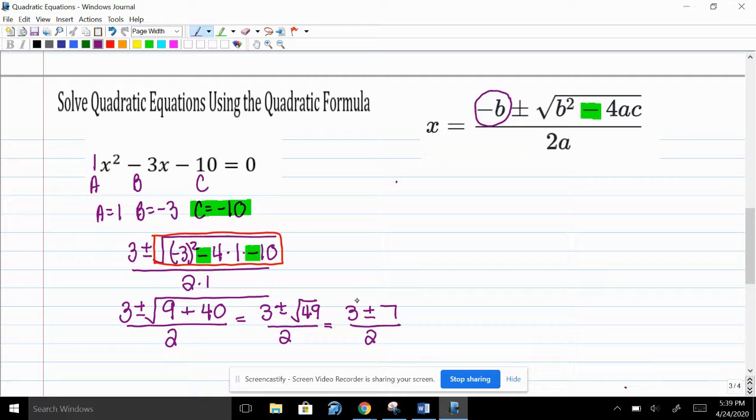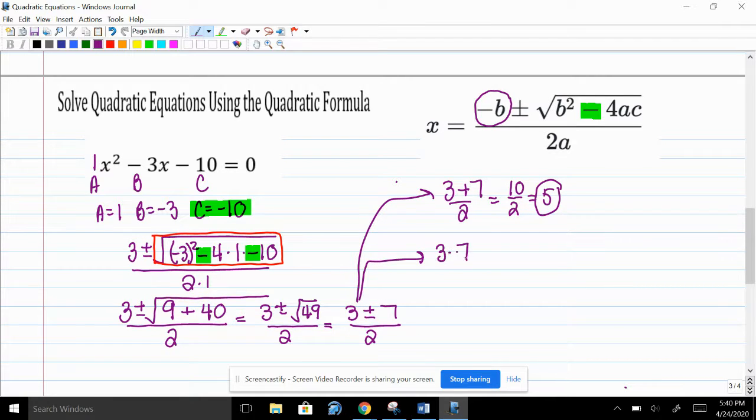Here's where we have to split it, right? Okay, so I got 3 plus 7 over 2. I'll finish that one out. 3 plus 7 is 10. 10 over 2 is 5. There's one of my answers. The other answer is going to be 3 minus 7 over 2. 3 minus 7 is -4. Use your calculator if you're unsure of these. -4 divided by 2 is -2. So my two answers for these are +5 and -2.